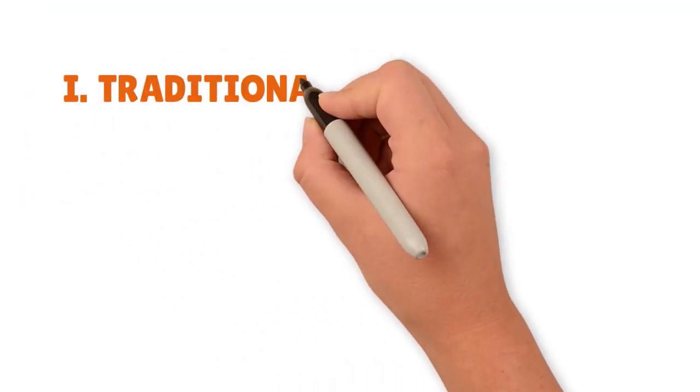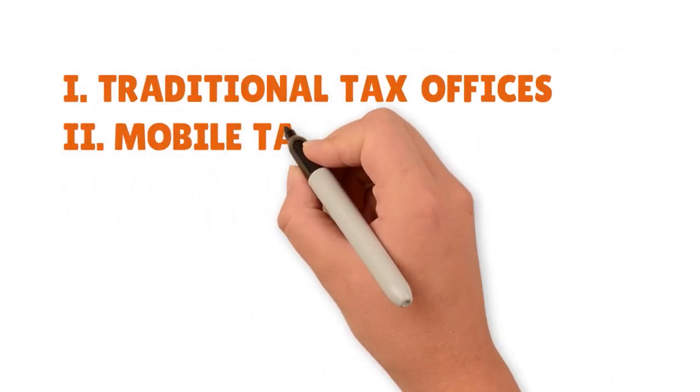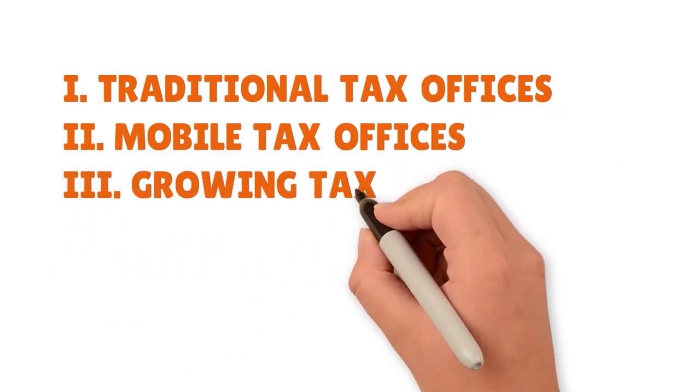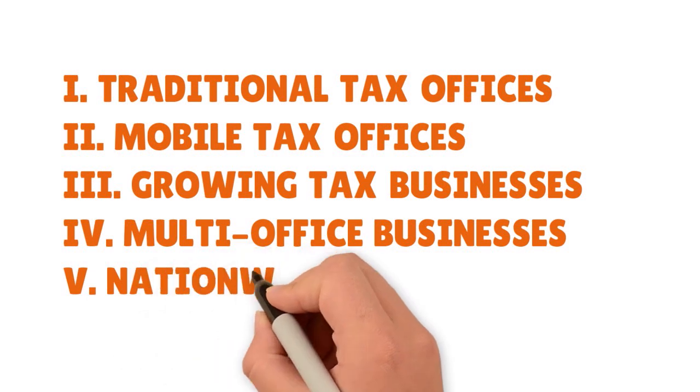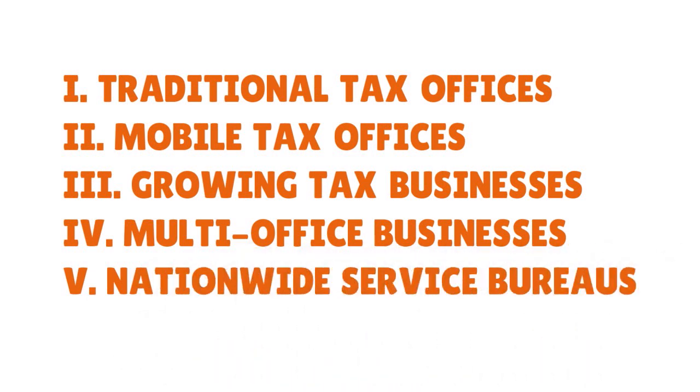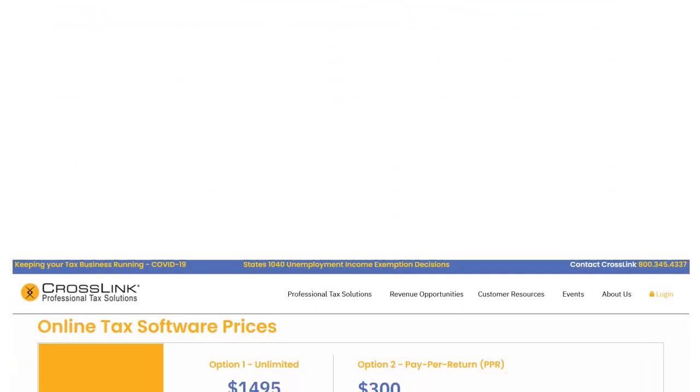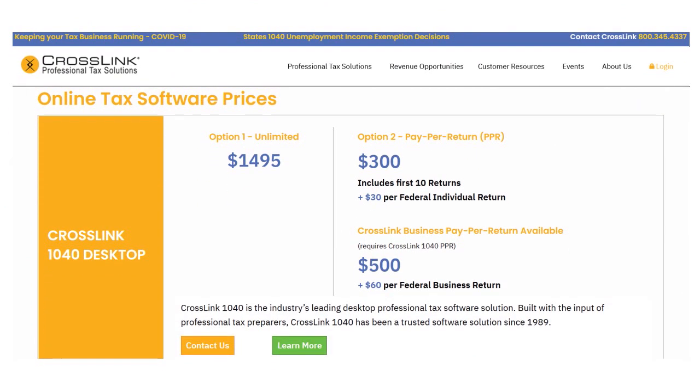And this is great for traditional tax offices, mobile tax offices, growing tax practices, multi-office tax practices, and nationwide service bureaus. So if you have a national presence, you can still love CrossLink. And you can see the pricing on the screen for this software. Option 1, unlimited, and option 2, PPR.